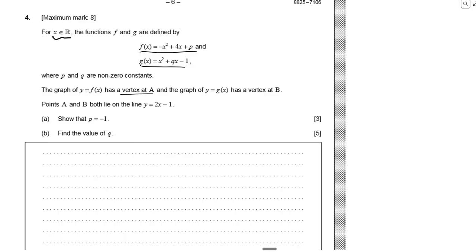The graph of y is equal to f of x has a vertex at A. The graph of y is equal to g of x has a vertex at B. Points A and B both lie on the line y is equal to 2x minus 1. Show that P is equal to -1.